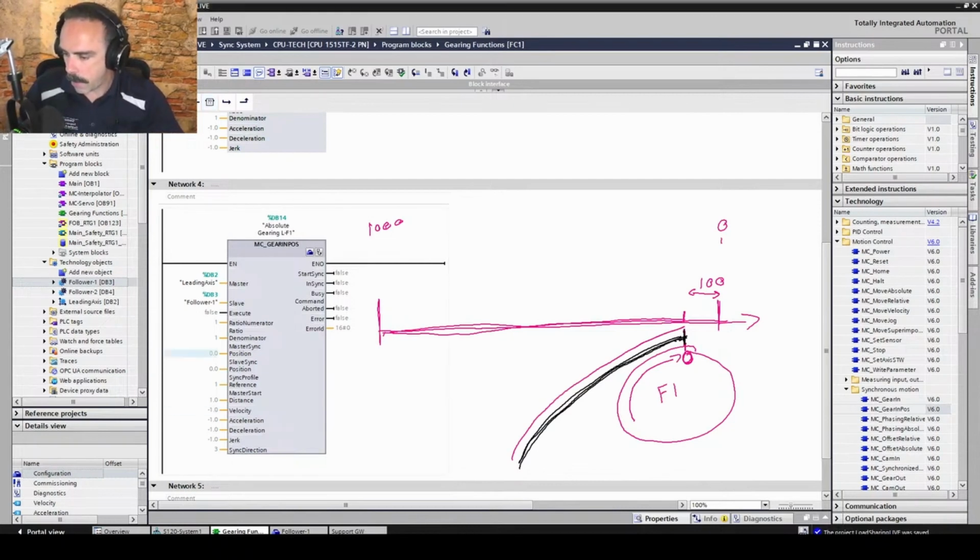We would say master sync position is 100. Slave sync position is 0.0. Sync profile reference. Master start distance would have to be at most 100, so let's just say 50. Velocity would need to be as much as possible. And now these velocities are in linear units, so whatever our motion control units are, in this case millimeters per second.